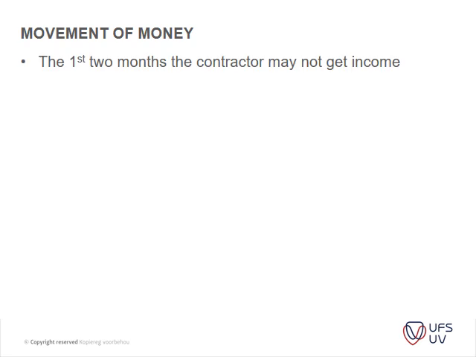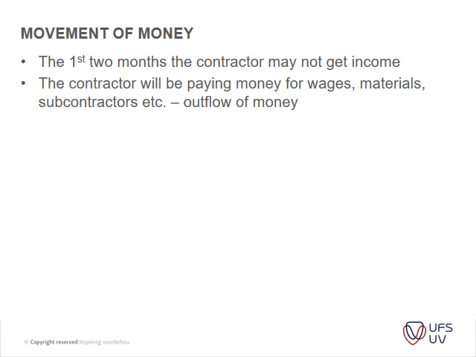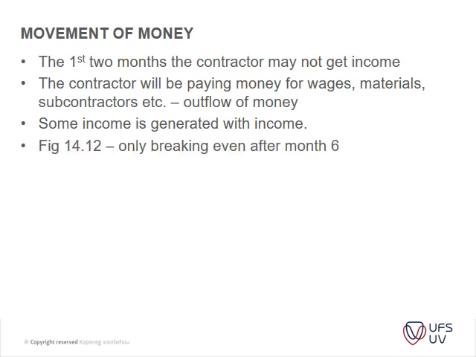Okay, the movement of money: in the first 2 months the contractor may not get an income. The contractor will be paying money for wages, materials, subcontractors. So this is just a theory of what I've just explained. Some income is generated with income. Figure 14.12, you only break even after 6 months. In the example that they've got on page 318, we'll get into that now.